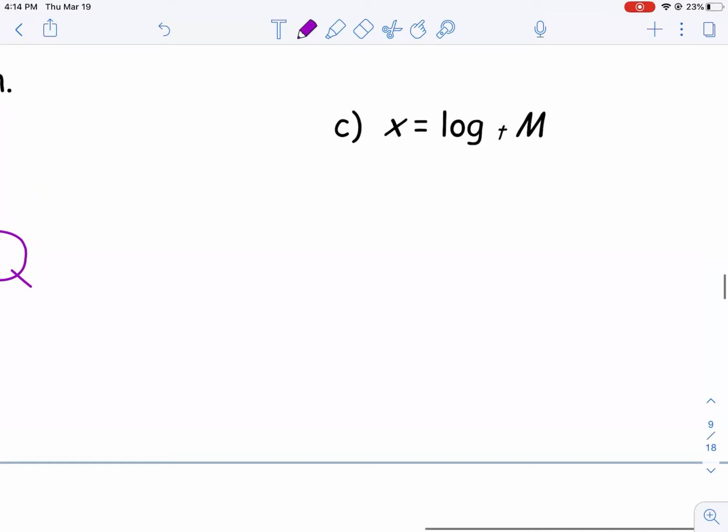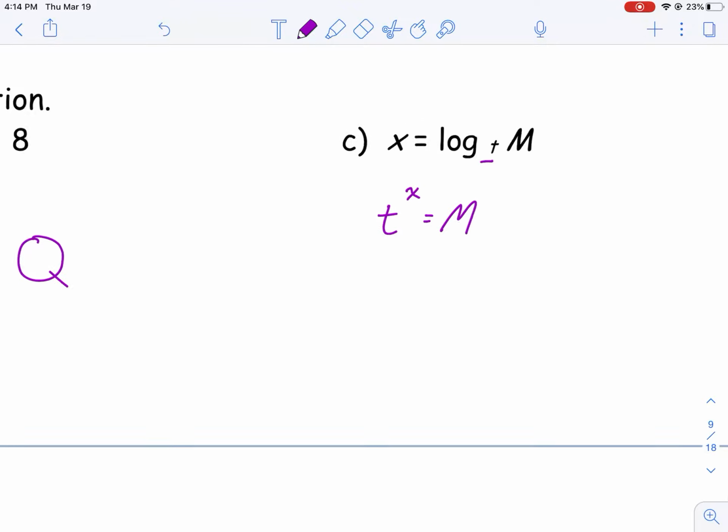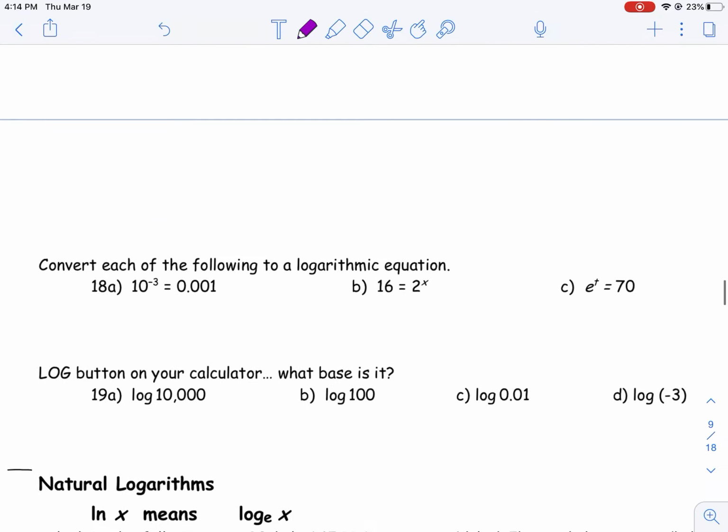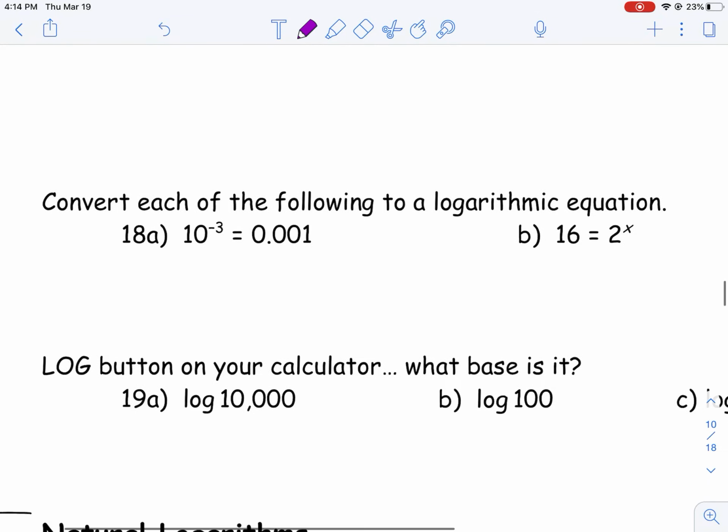That leaves us with the last example of this type. Here, we've got x equals log base t of m. So t is my base, the exponent is, hopefully you said x, and m is my product. There's converting those. What if we have an exponent and we want to go to a logarithmic equation?